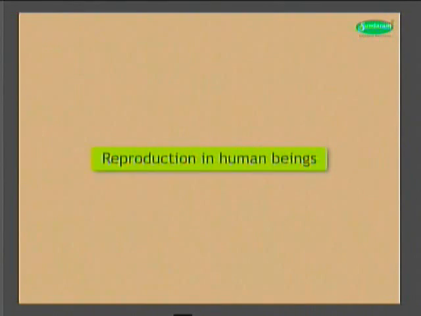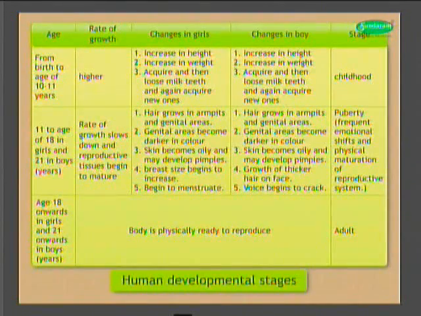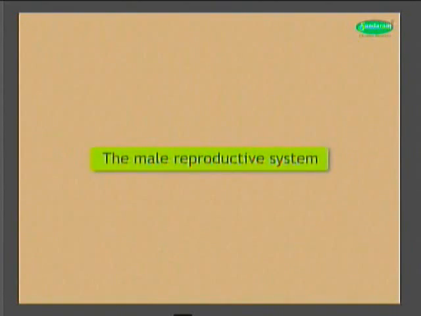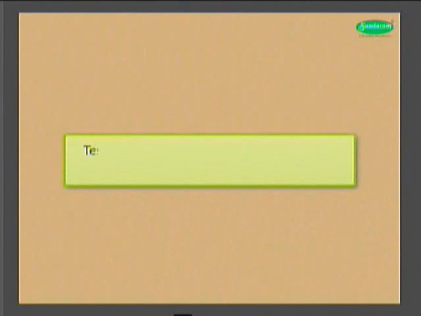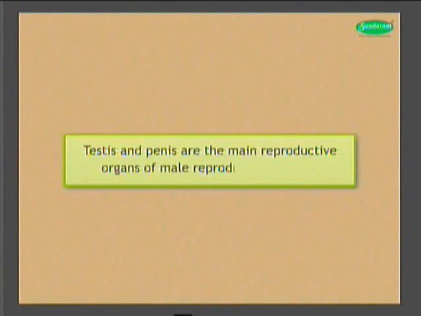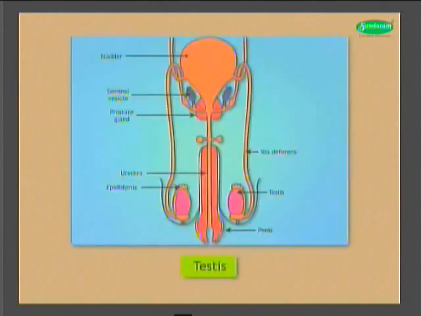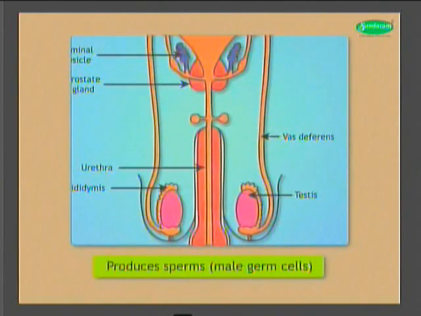How does reproduction in human beings take place? Observe the table showing human developmental stages. The male reproductive system. Testis and penis are the main reproductive organs of the male reproductive system. Testis produces sperms, the male germ cells.